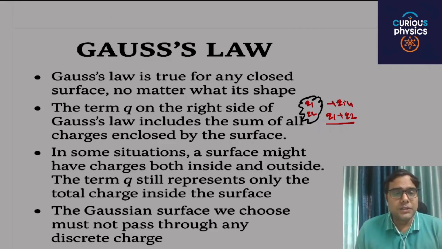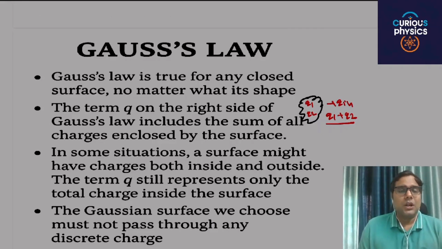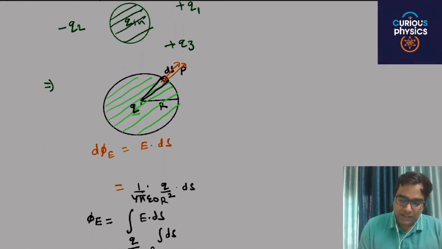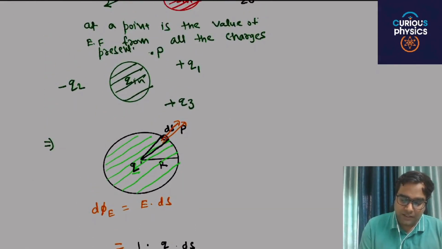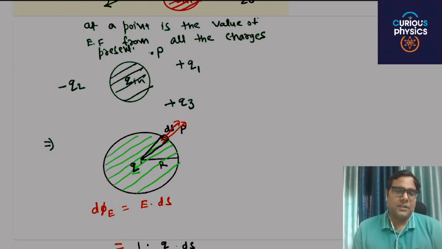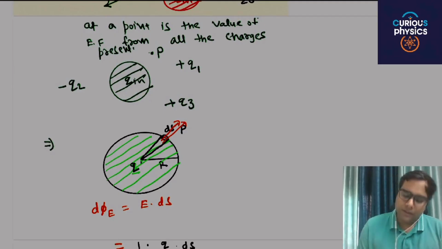In some situations, a surface might have charges both inside and outside. The term Q still represents only the charges inside the surface, as explained earlier. The charges we will consider are only inside the surface, not outside the surface. Are you getting my point?